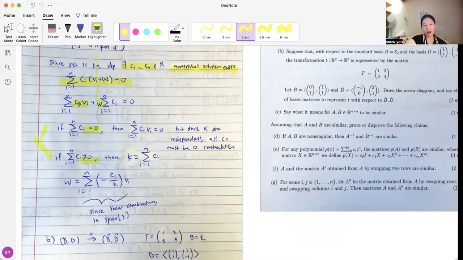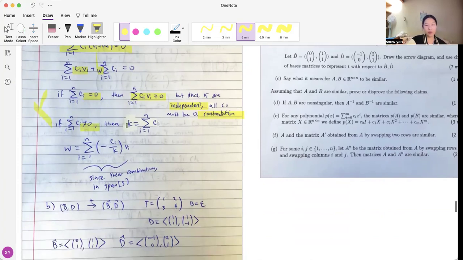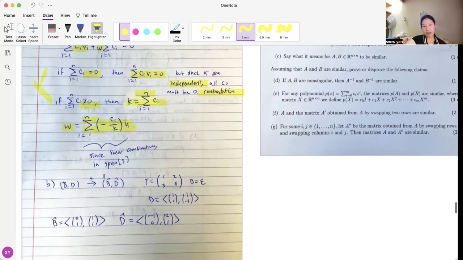If it's equal to 0, then the other sum, because it's equal to 0, must have been 0. But this can't be true since we are told that they're independent, so all c's must have been zero. So we have a contradiction, because it can't be linearly independent if it's that way. So it has to be the other case. Then we set K equal to sigma of the ci's. Substituting that back into the equation and rearranging, W is equal to the sum of negative ci divided by K times vi. And since it's a linear combination, it's in the span of S.